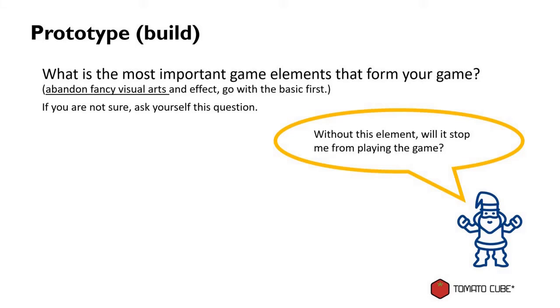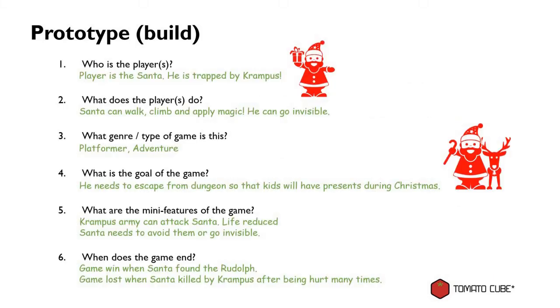Okay? So in our case, let's try to identify the important elements that we want to build as a prototype for the game. These are the lists of things that we listed down based on the question that we asked ourselves. So let's identify from this list what the important elements are. To build a game, we need to have Santa himself, of course, and he's being trapped.